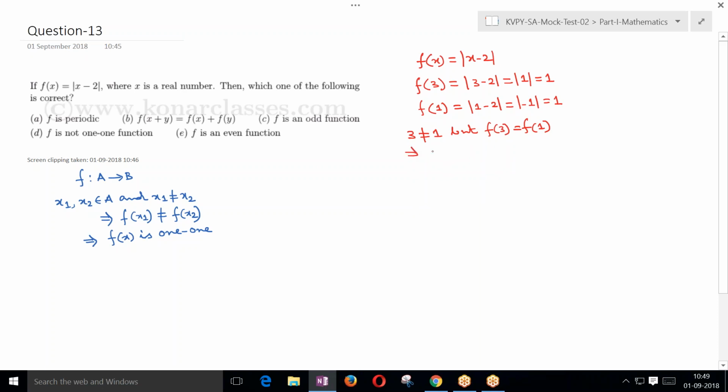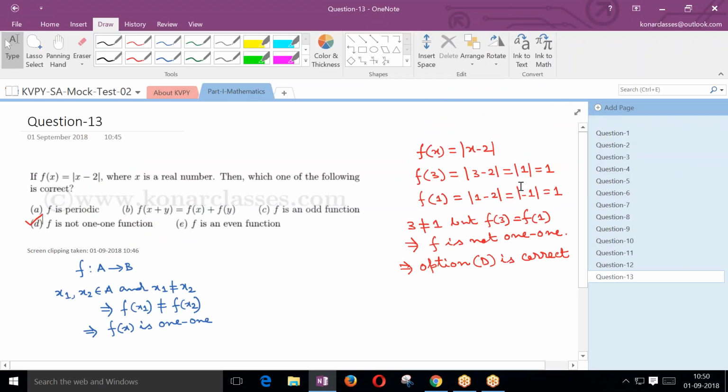So that implies what? That implies f is not one-one. Okay, so that is the proof of why. So that implies what? Option D is correct. So this implies option D. Option D is correct. I hope things are clear. We can proceed to the next question. Any doubt, please do let me know.